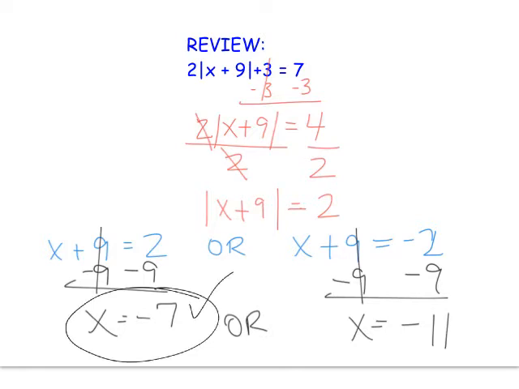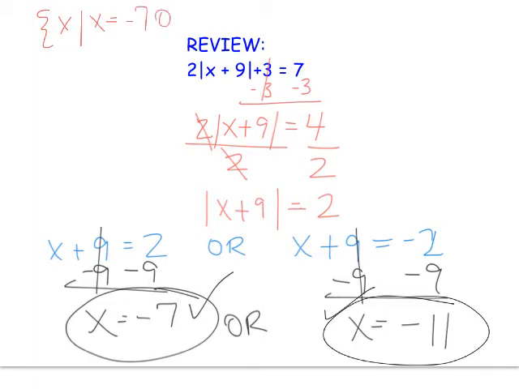And if I substitute in a negative 11 here plus 9, that would be negative 2. Absolute value of that makes 2, times 2 is 4, plus 3 is 7. So both of these make the equation true. So both of these solutions work. Our set builder notation would be x such that x equals negative 7 or negative 11.